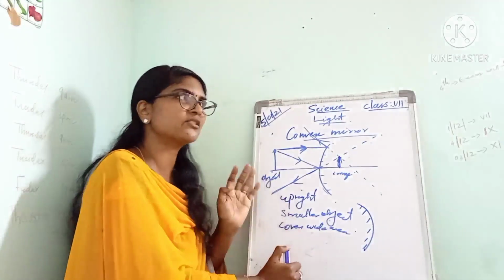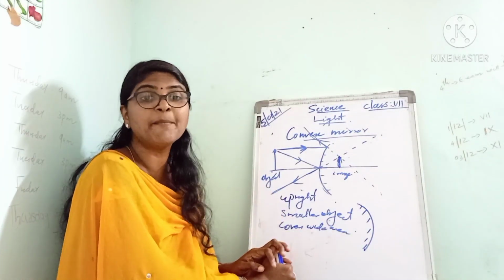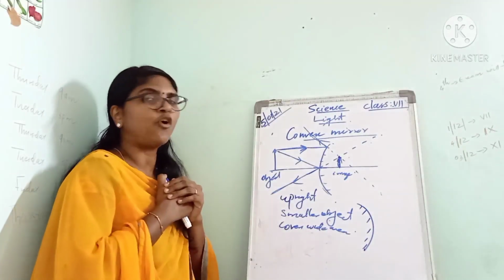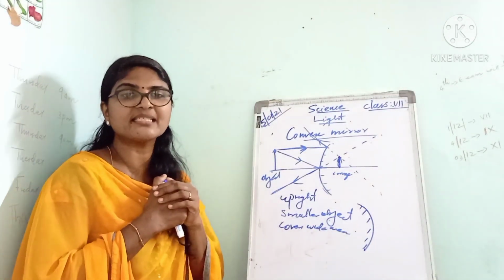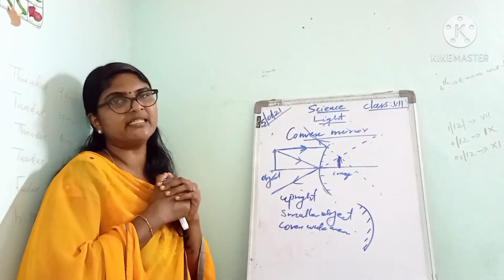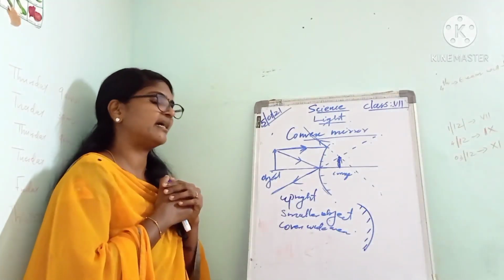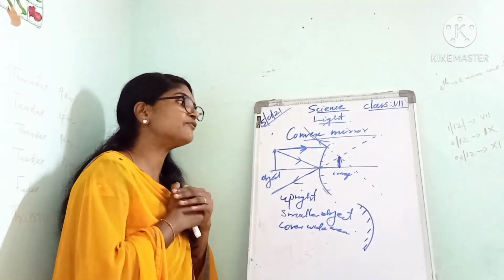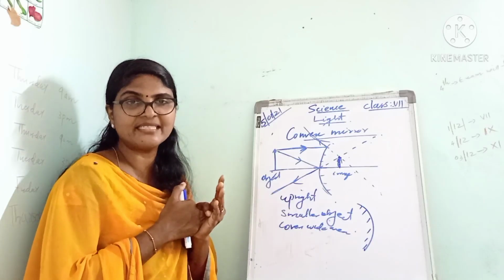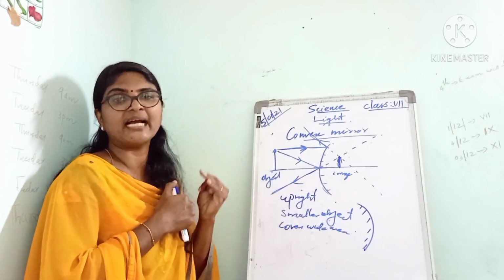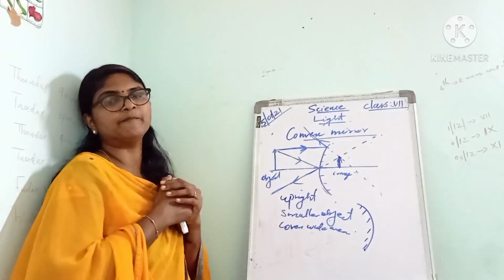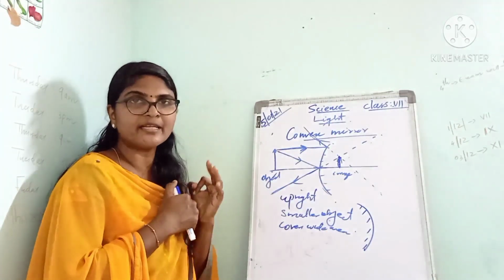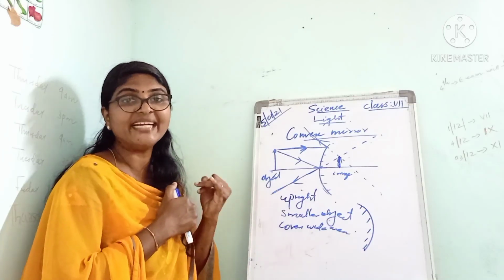And due to this, the convex mirror is used as a side mirror in motor vehicles. Okay, that is the use of the convex mirror. Why is the convex mirror used as a side view mirror in motor vehicles? Because the image formed by a convex mirror is upright, smaller than the object, and it covers a wide area.